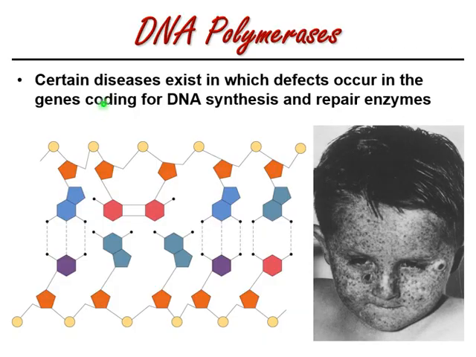Now, certain diseases exist where you have defects in the genes encoding DNA synthesis or repair enzymes. So BRCA1 and BRCA2 are very famous genes that are mutated in people that have a higher propensity for breast and ovarian cancer because they are DNA repair mechanism enzymes. And so when they're mutated, they don't repair mutations that accumulate, and so that can lead to a higher risk of cancer.